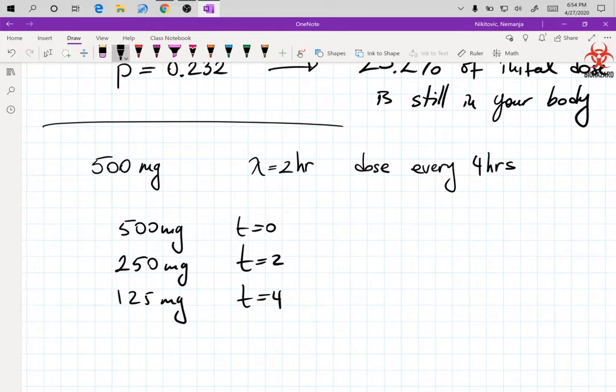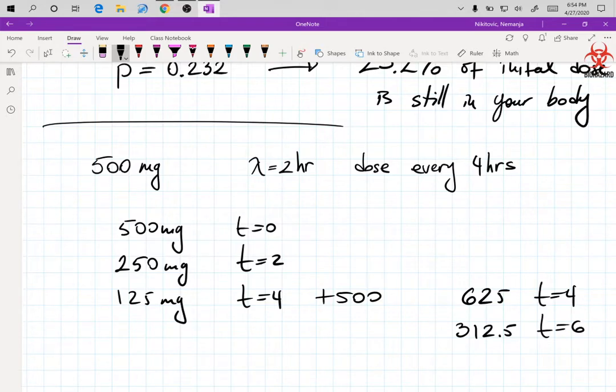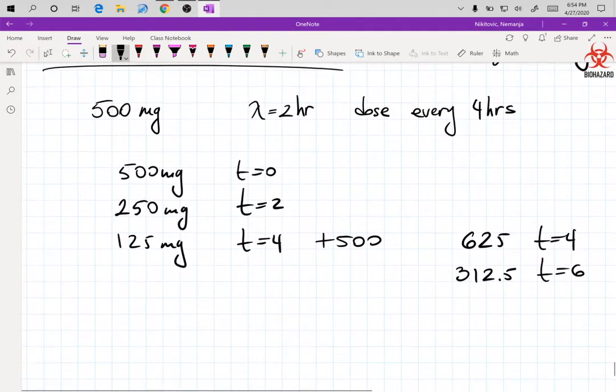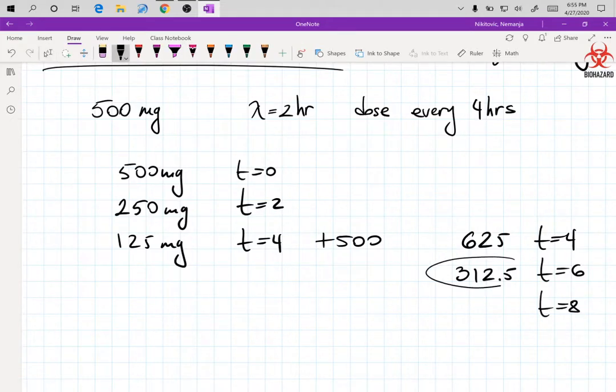But at time t equals 4, you pop another 500, right? Because it's the time for the new dose. So actually at t equals 4, you are at 625. That's t equals 4. So now 2 hours pass. It's half of that, which is 312.5. That's at t equals 6. And then at t equals 8 hours, you are losing half of this. That's what? 156.25, I hope.